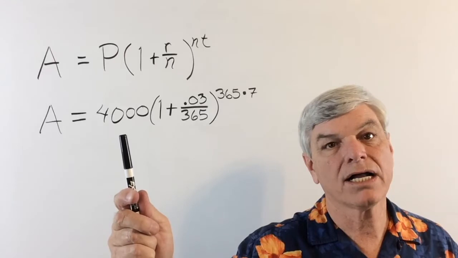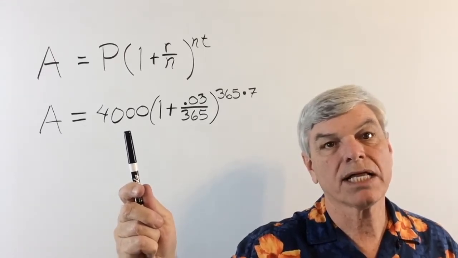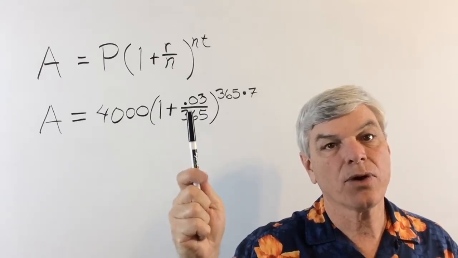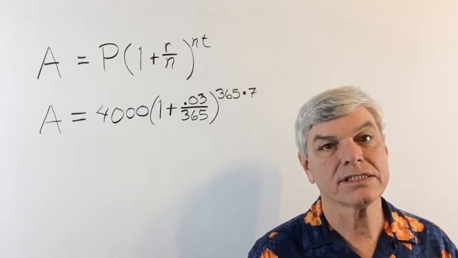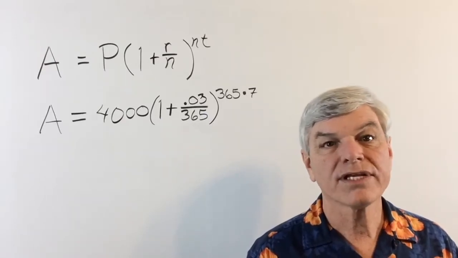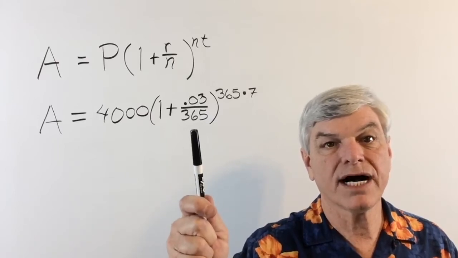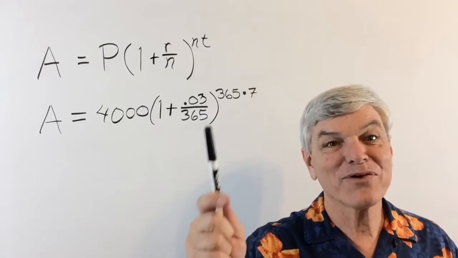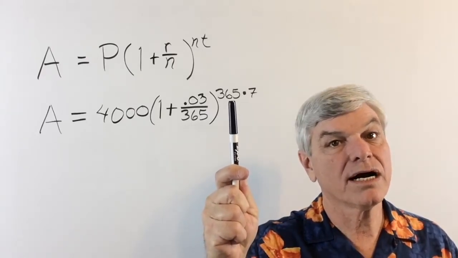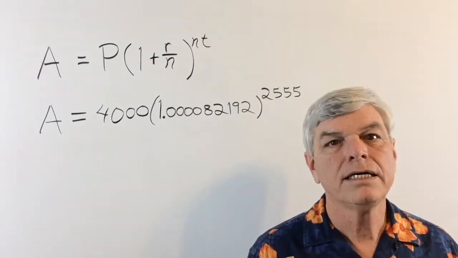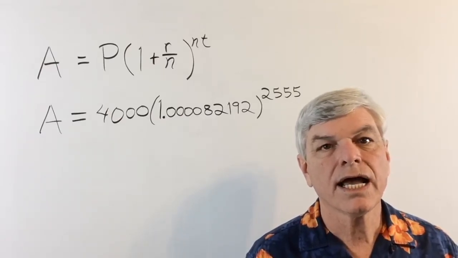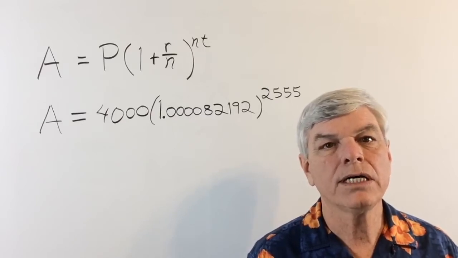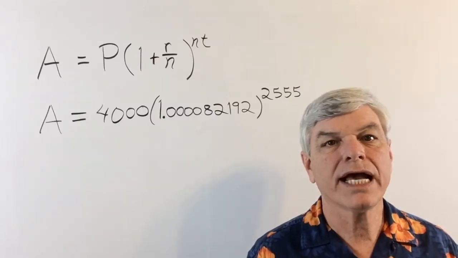Okay, and we have $4,000 that we invested, and that is going to be multiplied times a parentheses of 1 plus the rate, 0.03. Remember that 0 in front of the 3. It's not 30% interest, it's 0.03 interest, over the number of times we're compounding, which is 365. And we will have an exponent of 365, the number of times we compounded, times the number of years, which is 7. So the number in the parentheses is 1.000082192, and that is going to have an exponent of 2,555.